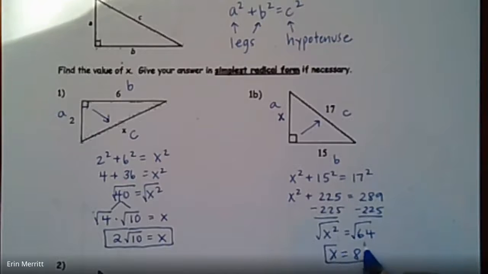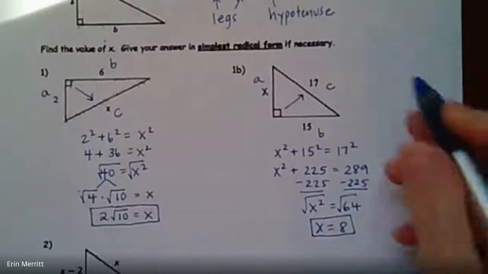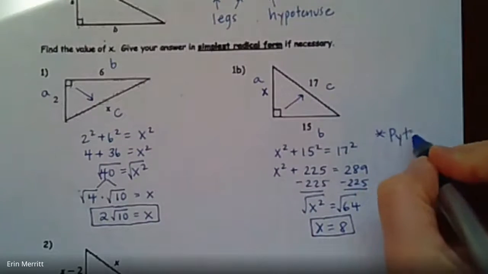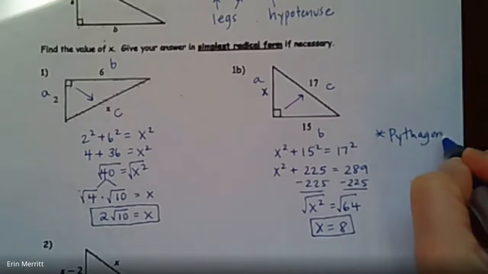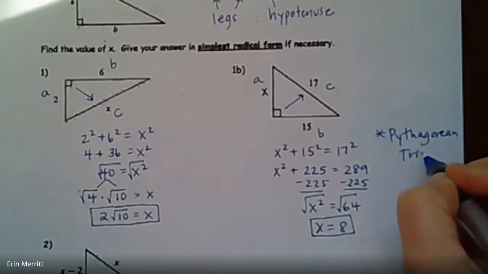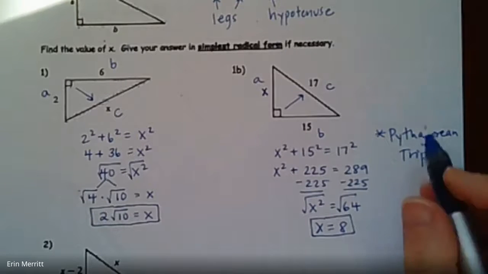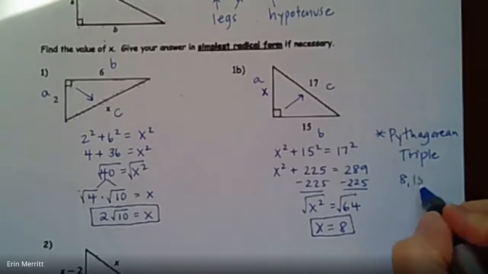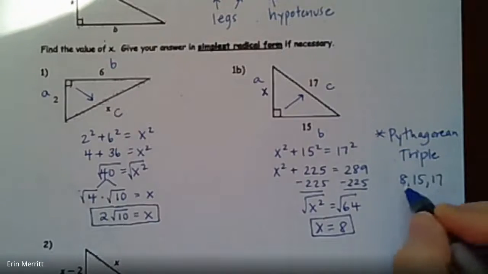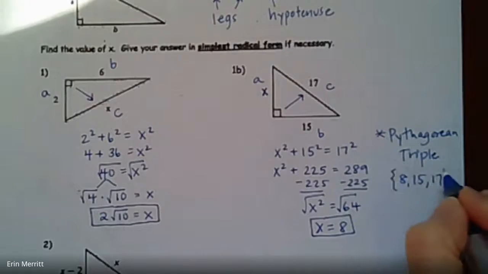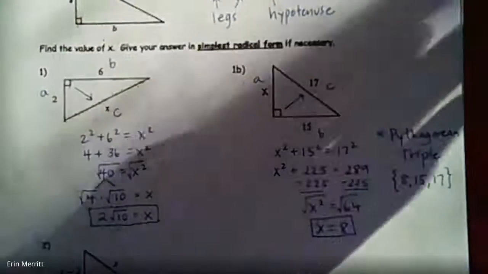So right here, this is an example of something called a Pythagorean triple, which means you have 3 nice whole numbers that make the Pythagorean theorem true. So 8, 15, and 17, you can plug in and they can be the side lengths of a right triangle.